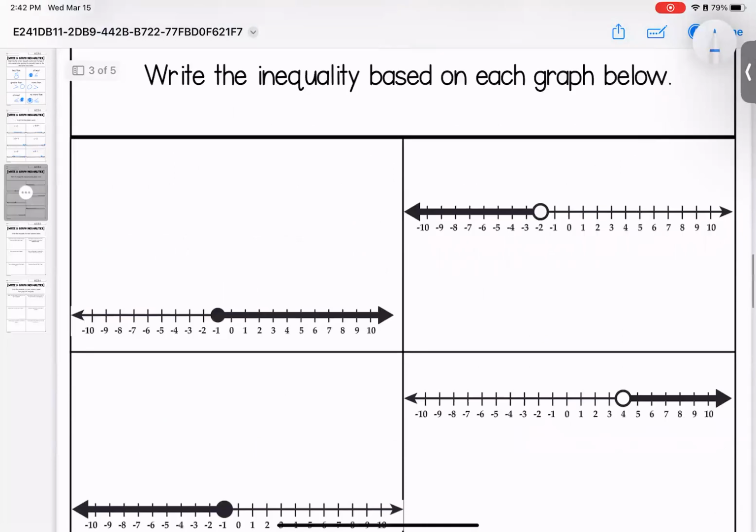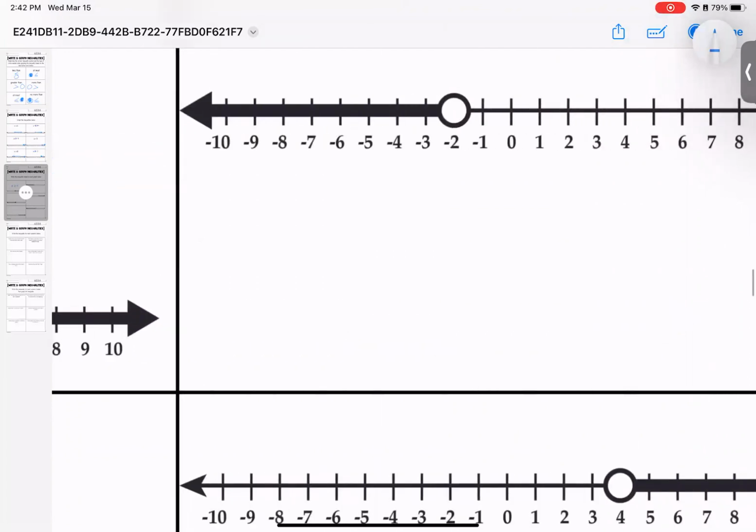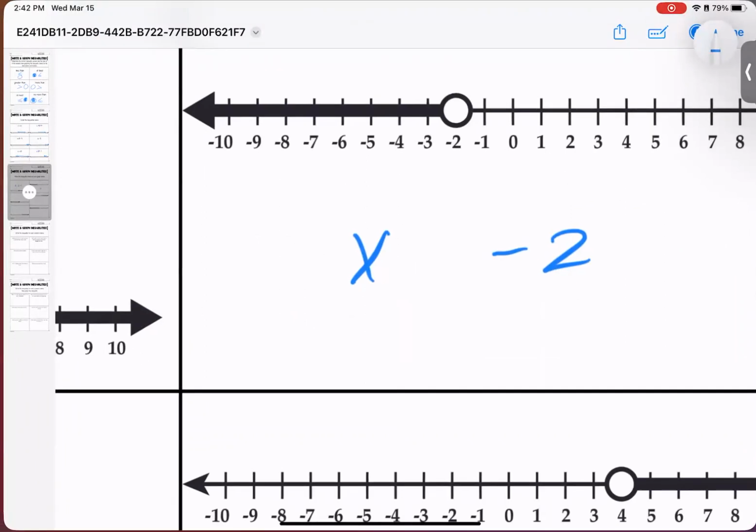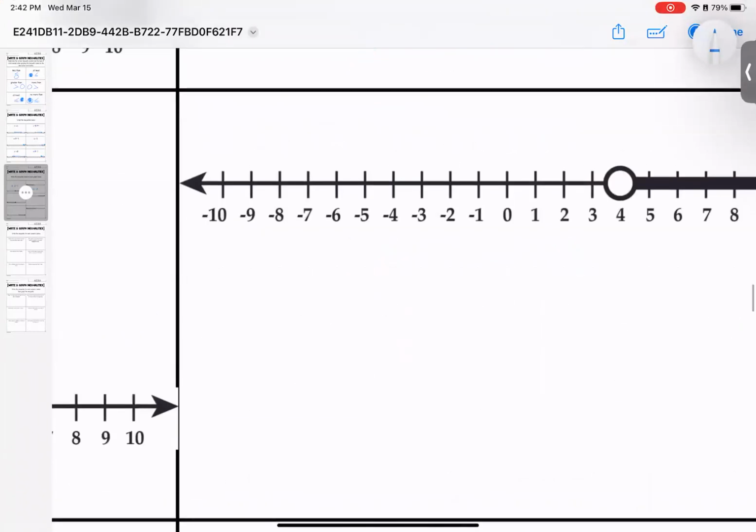All right, next page, we are writing the inequality based on our picture. So here we're going to put our X, and we're going to have a -1. Our arrow is going to the right, so we would say X is greater than -1. Since our circle is filled in, we need that or equal to sign as well. Up here, we're dealing with X and -2. My circle is not filled in, and my arrow is going to the left. So X is less than -2.